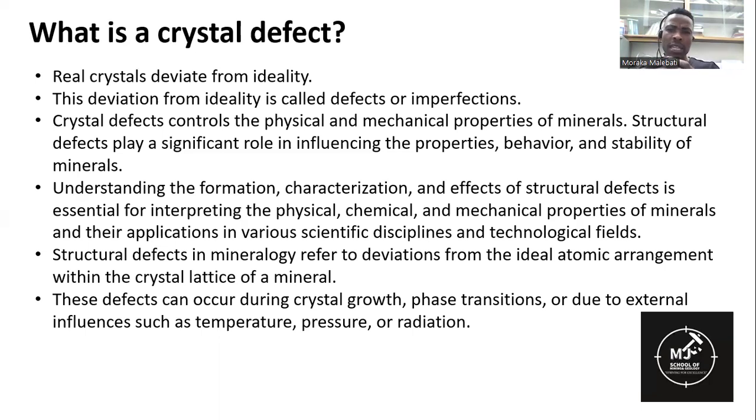So this deviation from ideality is called the defect or the imperfection. Because the perfect crystal is the one that is not affected by anything. It just has those atoms or the motifs and of course the lattices.